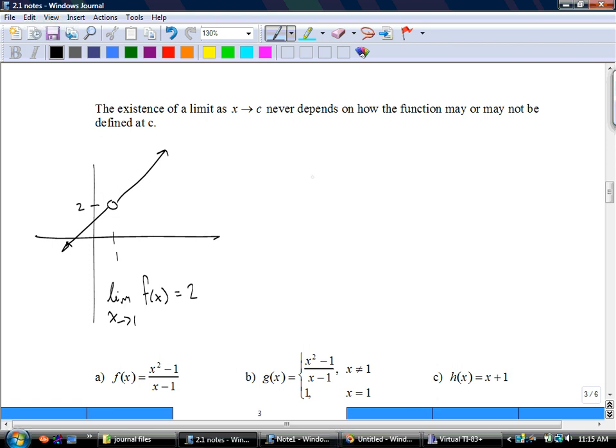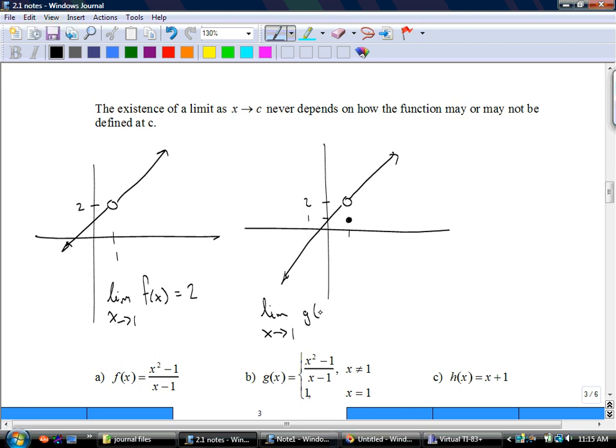The second one is the same graph, but somebody's attempted to fix the drywall. When x gets really close to 1, the function still gets really close to 2. That dot is the second part of the piecewise statement there. You see that g of x equals 1 when x equals 1? It's just putting another point there.